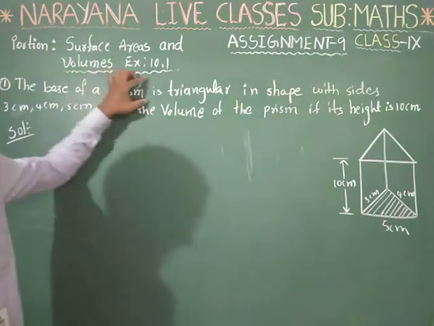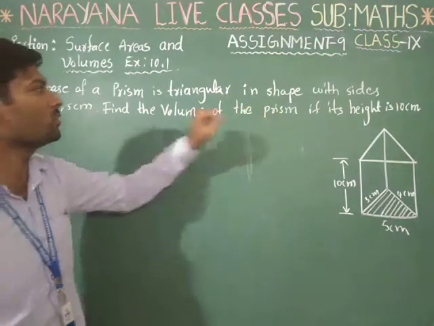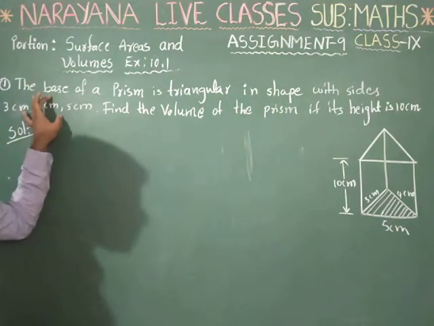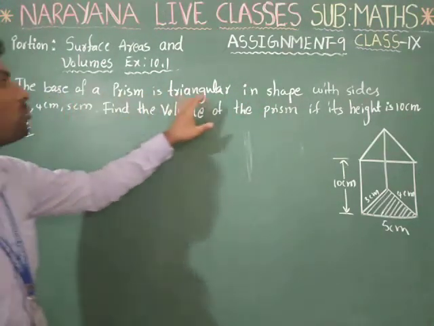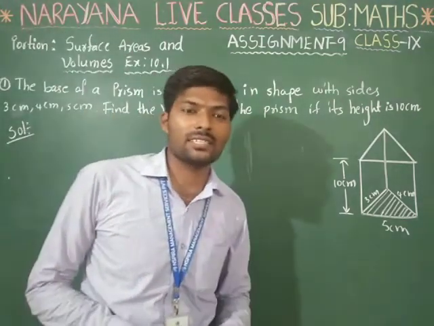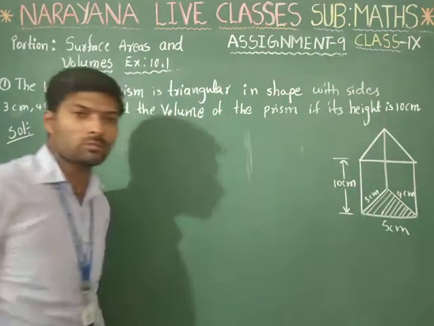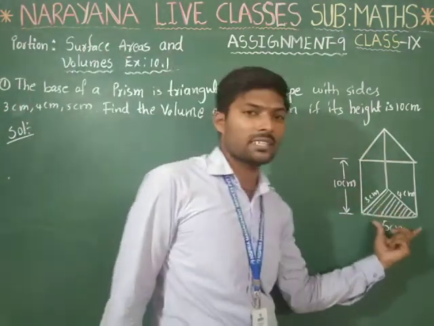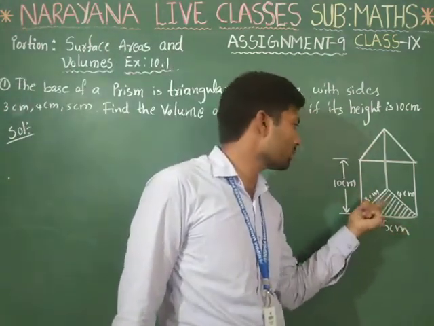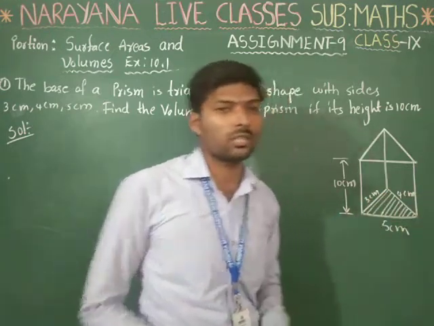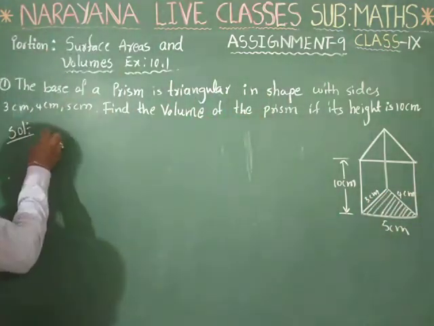The base of a prism is triangular in shape with sides 3 cm, 4 cm, 5 cm. Find the volume of the prism if its height is 10 cm. First of all, this is the relevant triangular prism whose base is a right angle triangle. So sides are 3 centimeters, 4 centimeters, 5 centimeters. Let us find the value of this one.